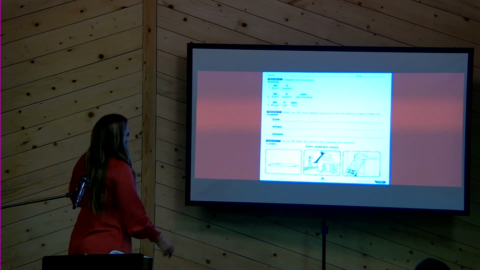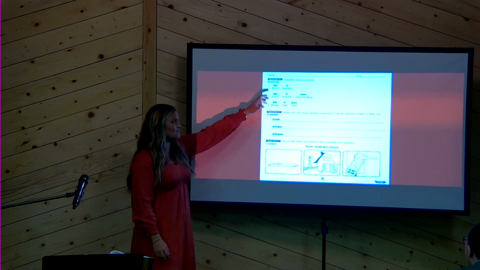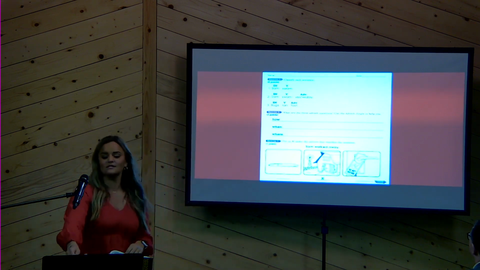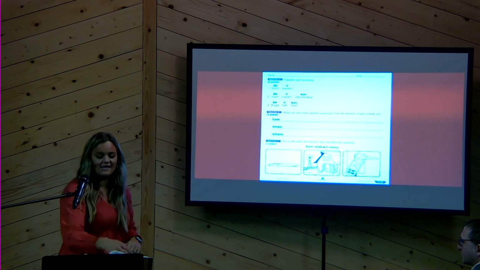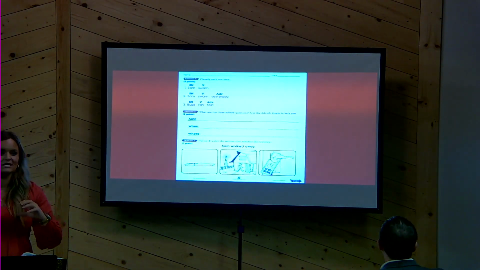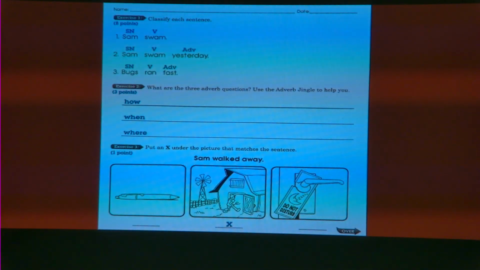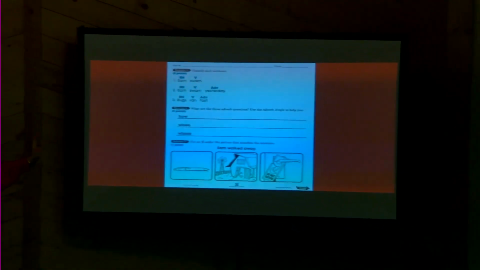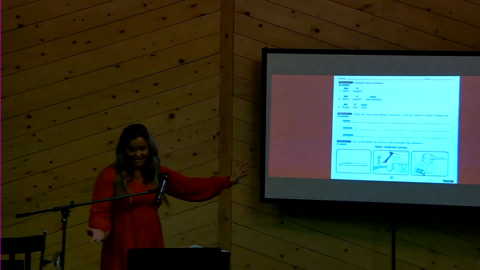So for this example, the first sentence is Sam swam, subject, noun, verb. I would then come to my trusty teacher handbook, and the heart of Shurley English is the Q&A flow, the question and answer flow. The idea is that I ask the kids a question, like how, when, or where, that we just learned in the adverb jingle, and then they give a response based on the information given to them in the sentence. So if I said Sam swam, they would easily identify that Sam is a person, place, or thing, and that a verb is an action, something that he did.